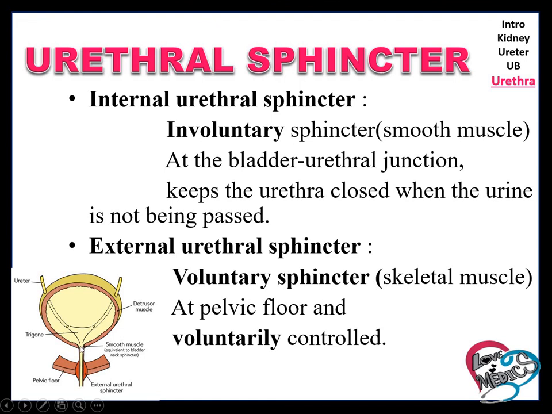The internal urethral sphincter is an involuntary sphincter located at the bladder and urethral junction. It keeps the urethra closed when the urine is not being passed. And the external sphincter is a voluntary sphincter, that is skeletal muscle. If we want, we can move the hand, right? Likewise, if we want, only at that time we pass the urine. This urethral sphincter is located at the pelvic floor, and this muscle is voluntarily controlled.